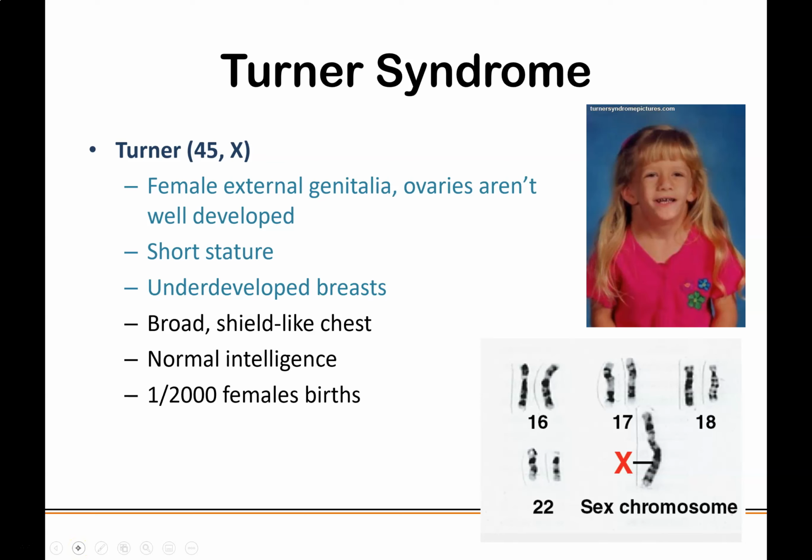And then Turner syndrome in females. This is where a female is missing one of the X chromosomes. Because there's no Y chromosome, there is no testes development, and so development tends to be more feminine. There tends to be female external genitalia, but ovaries aren't well developed, and so individuals tend to be sterile. They tend to have smaller stature and underdeveloped breasts, but unlike Klinefelter's, this one doesn't seem to affect intelligence at all. And it's a little bit less common than Klinefelter syndrome, only about 1 in 2,000 female births.